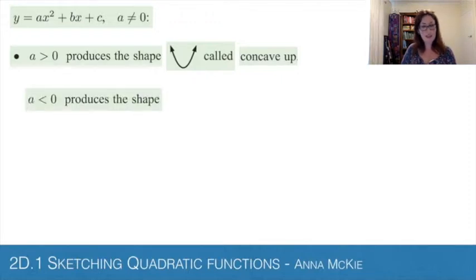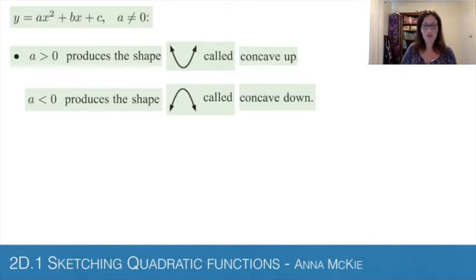If A is less than 0, the shape will be a negative, an upside down shape. Two versions of what that could be called, concave down or concave convex, you may have seen in some different textbooks. So concave down because it's turning down, or concave up, turning upwards, or concave and convex you may come across from time to time.